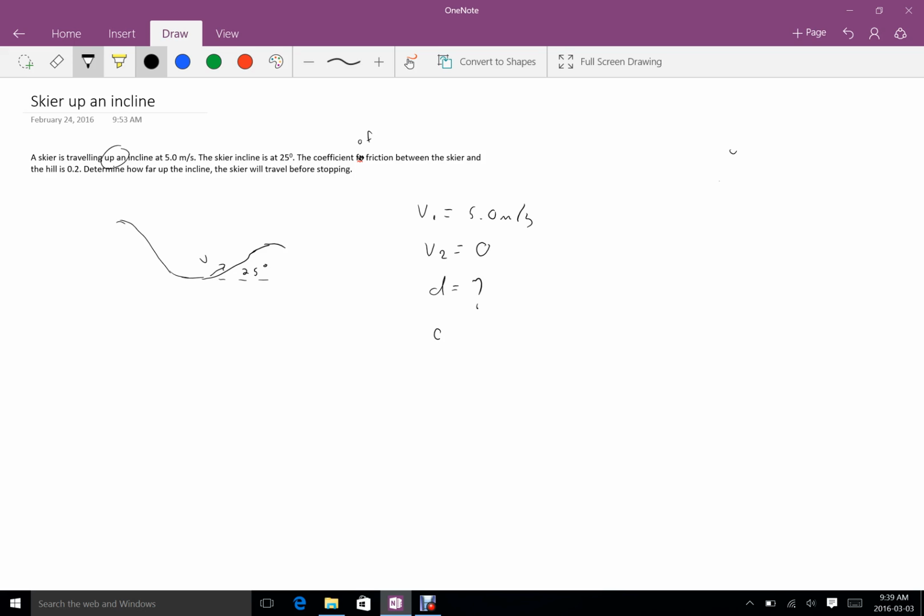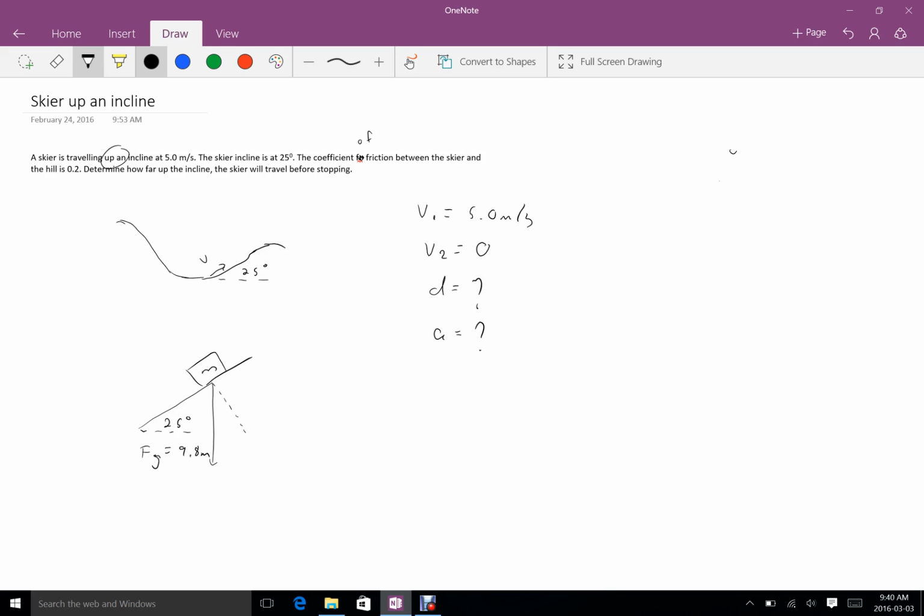So what we're missing here is the acceleration. So we're going to do the incline problem to determine what the acceleration of the skier is, and then we will use it to solve the kinematics problem. So there's our incline at 25 degrees. Here's our object. We don't know its mass, so we'll just label it m. There's some force of gravity acting on him. We don't know how big the mass is, so we're just going to call that 9.8 m for now.